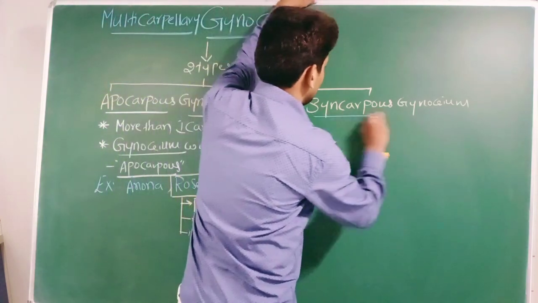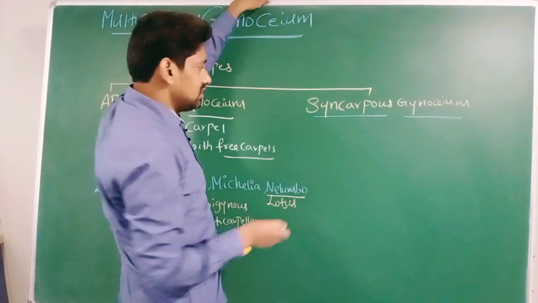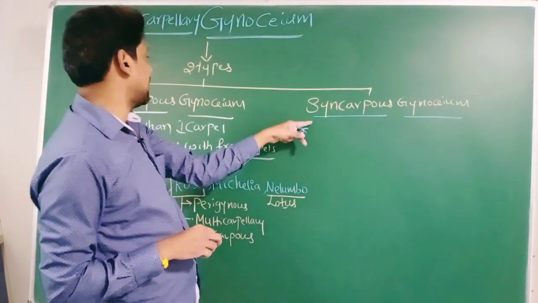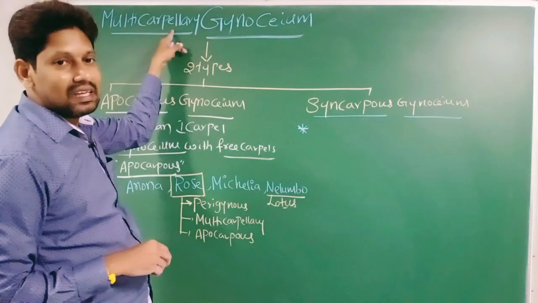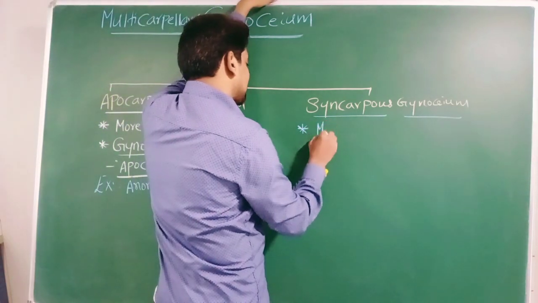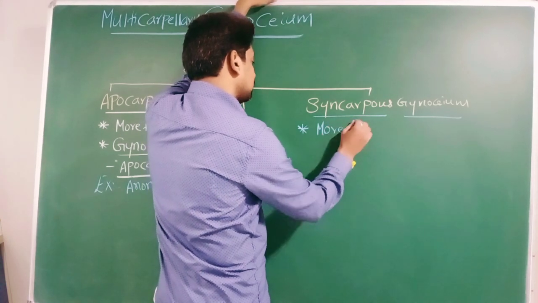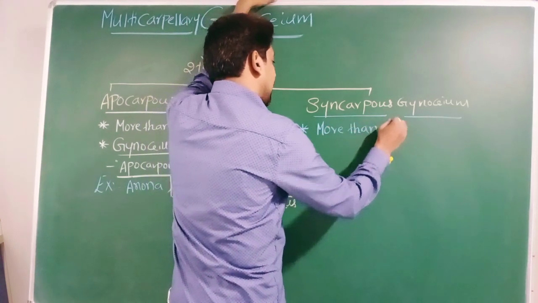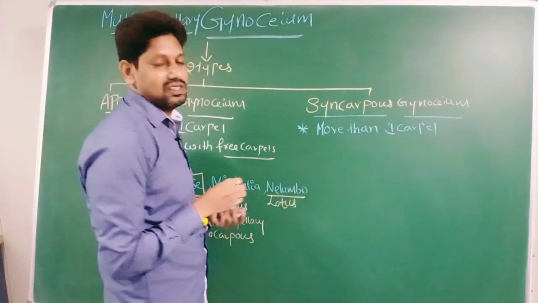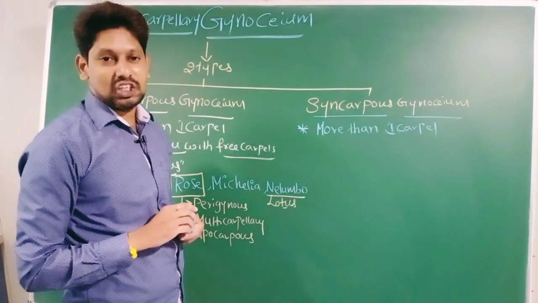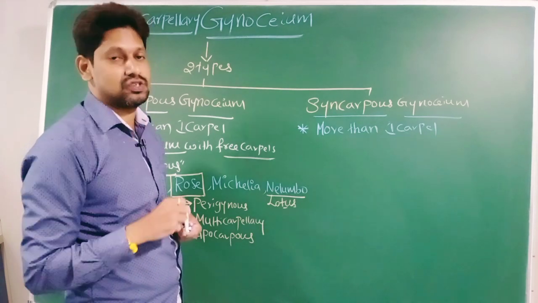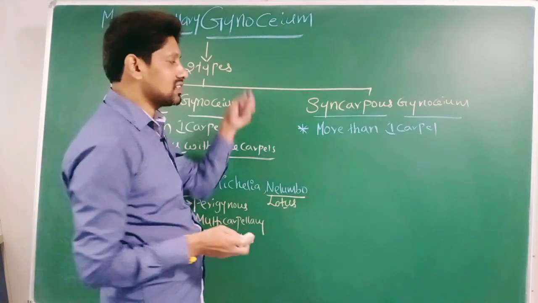Syncarpous gynecium. Sir, here the gynecium is with how many carpels? More than one carpel, because it's a multicarpellary gynecium, no? Right. Here also more than one carpel is present. Sir, syncarpous gynecium means a gynecium in which carpels are fused. What are fused? Carpels are fused.